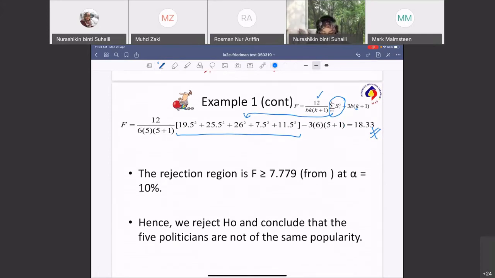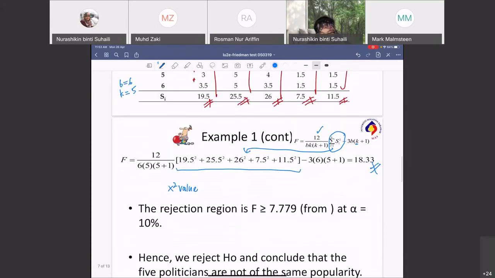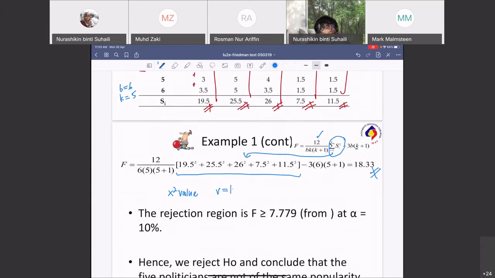So the next thing is to find the chi-square value, right? Chi-square value based on the information k minus 1 degrees of freedom. So that's 4, right? And then the alpha. Okay, alpha in this problem is 10%, which is equal to 0.1. And it's given. If it's not given, then you have to find it by yourself.